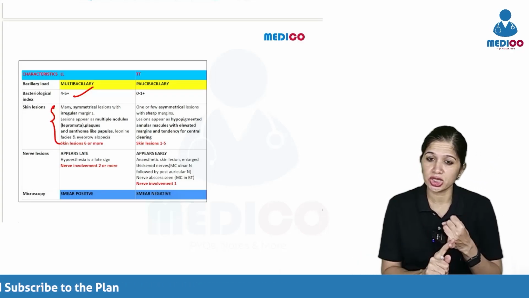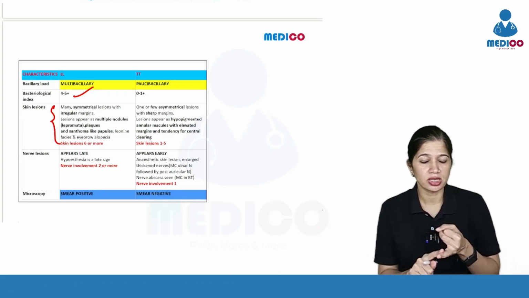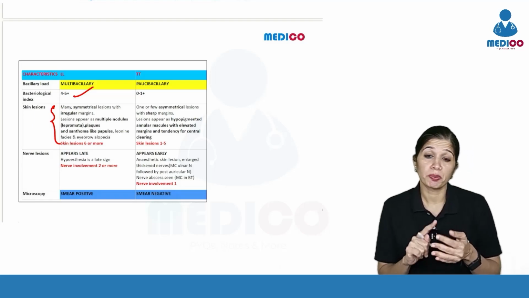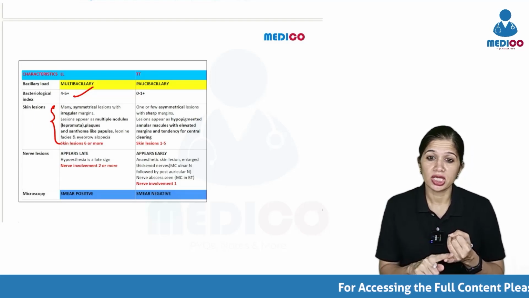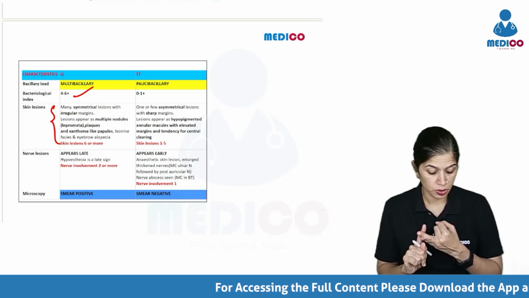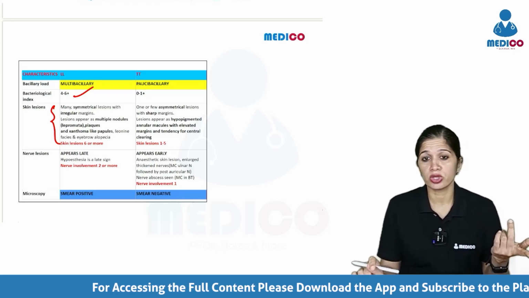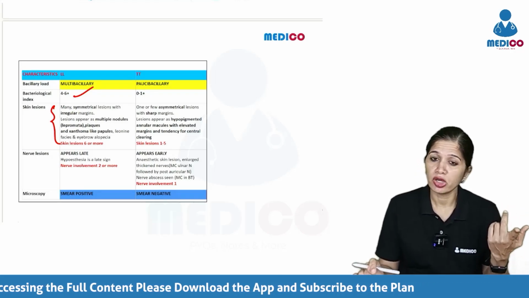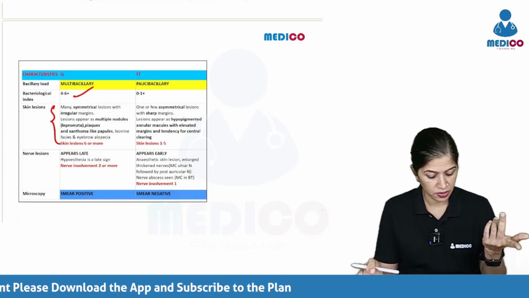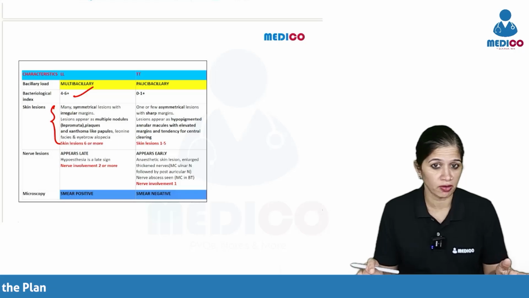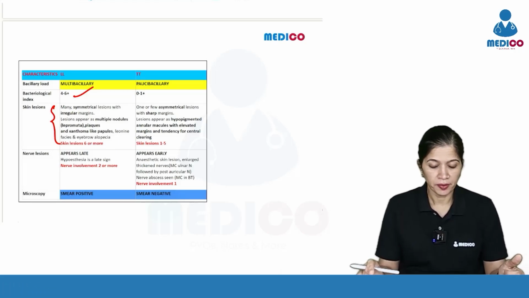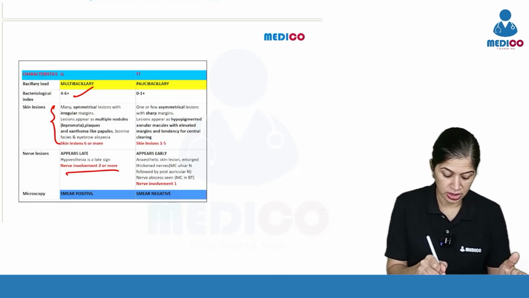So symmetrical lesions, irregular margins, nodules, papules, plaque-like lesions known as xanthoma, with leonine facies and eyebrow alopecia will also be seen. Six or more skin lesions will be there. Nerve involvement is usually a late feature, and hyperesthesia is a late sign. Two or more nerves will be involved, and the smear will be positive.